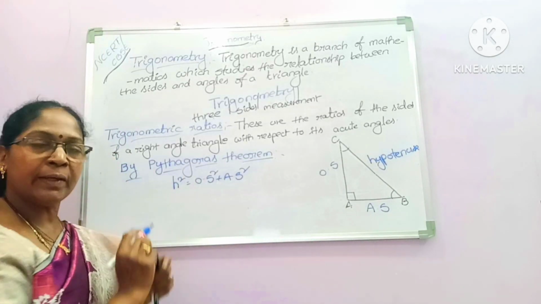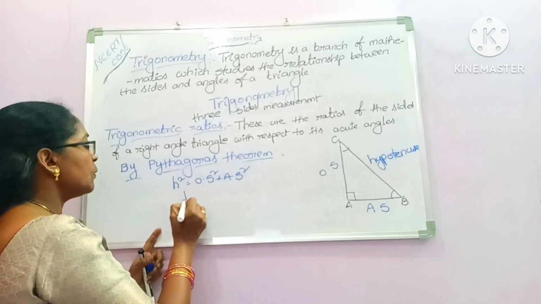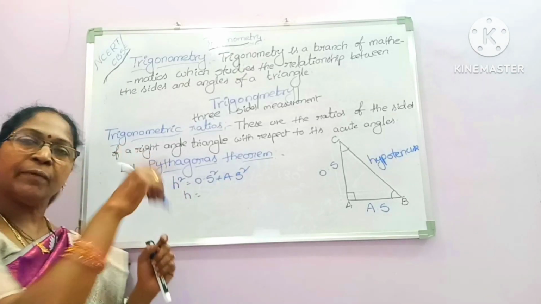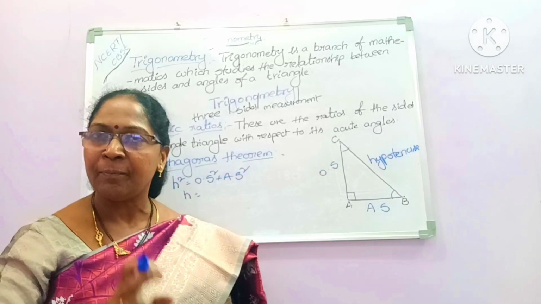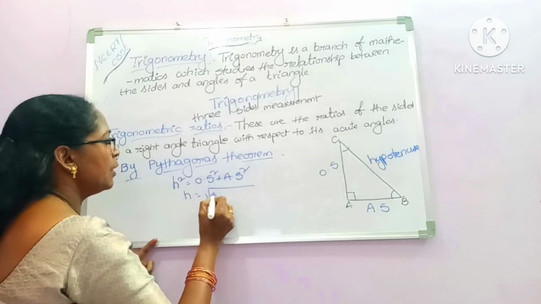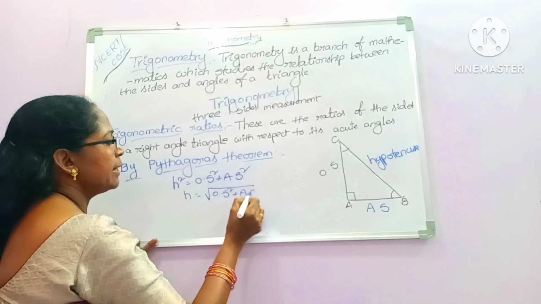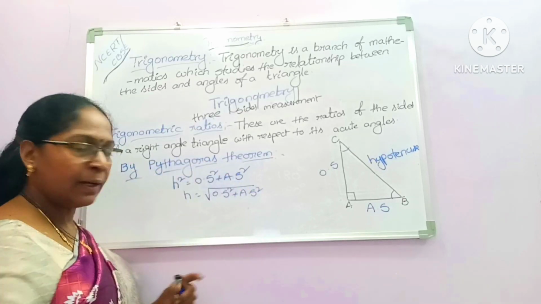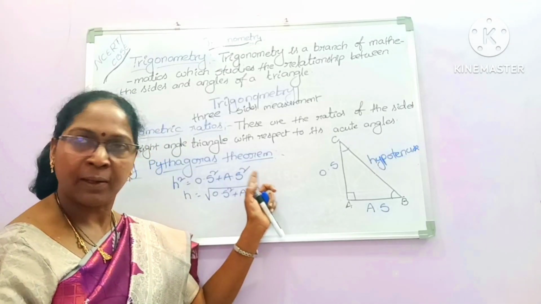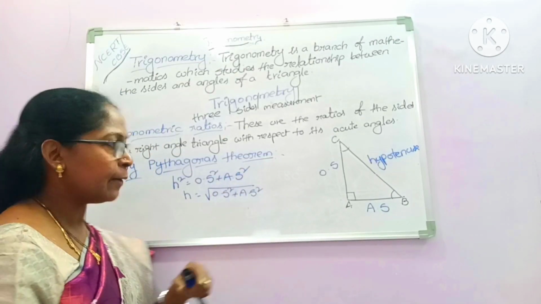So hypotenuse square equals opposite side square plus adjacent side square is the formula. If only the hypotenuse is required, then the square goes to the other side and becomes a square root. So hypotenuse equals the square root of opposite side square plus adjacent side square. This is the basic formula. You have to remember this basic formula. By using this formula, you can simplify like that.